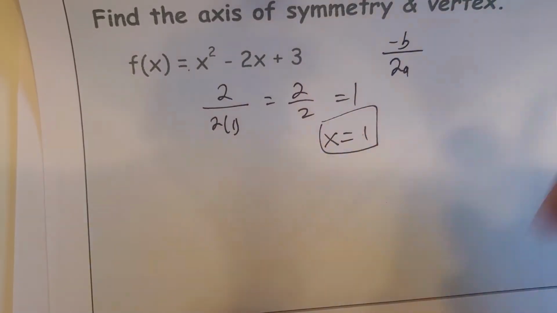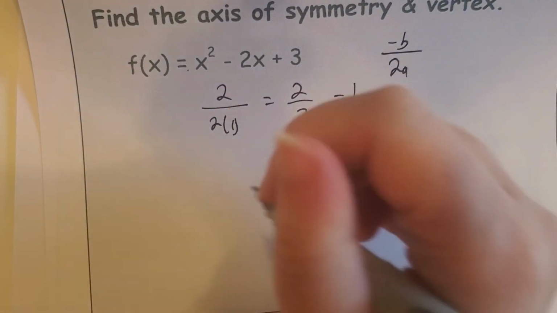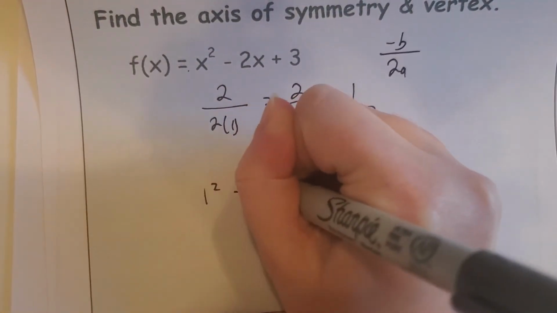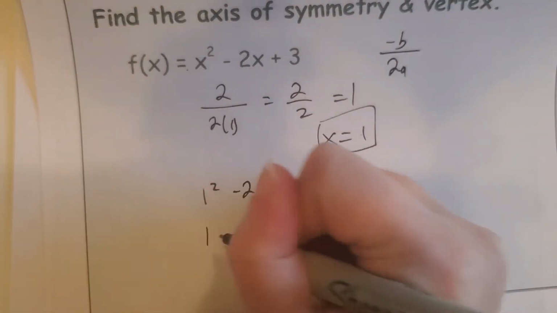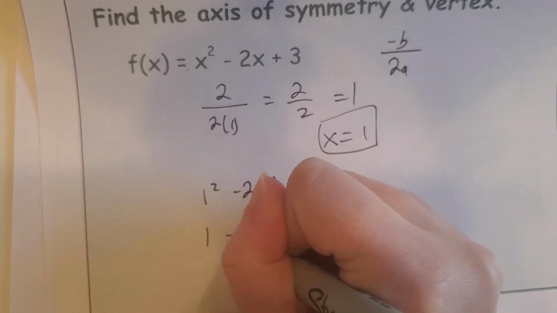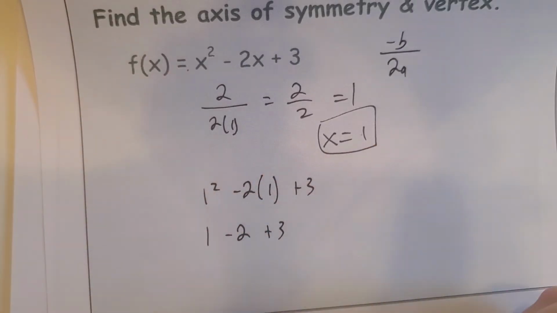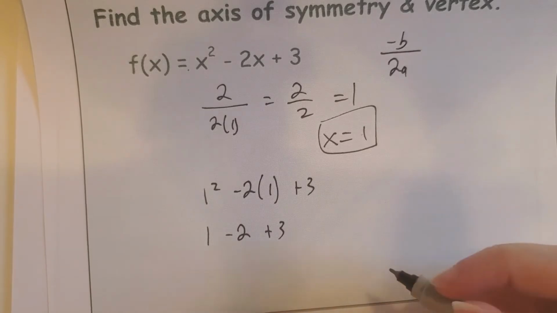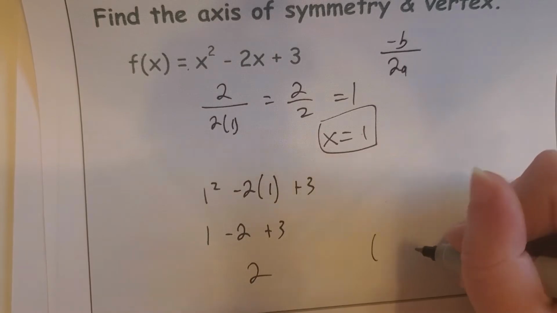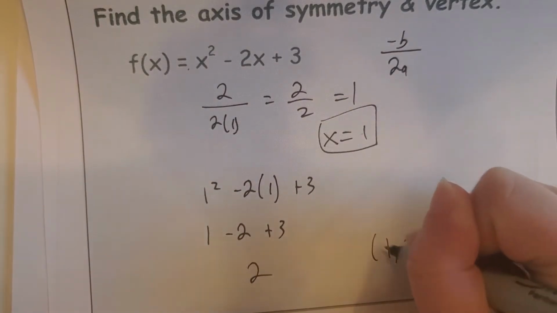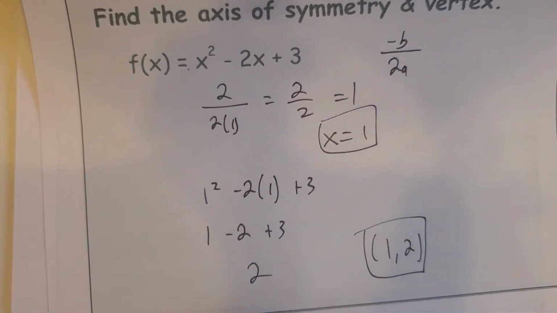So we can just take it, plug it into this formula. 1 squared minus 2 times 1 plus 3. 1 squared is 1. Negative 2 times 1 is negative 2 plus 3. 1 minus 2 is negative 1, plus 3 is 2. So that's the y value of your vertex, which means the entire vertex is (1, 2). All right?